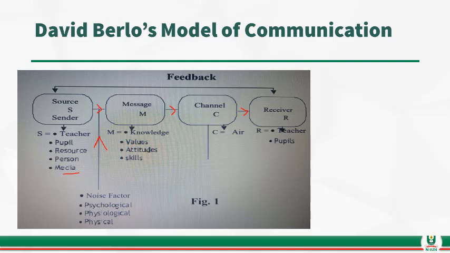So from this line, you see that the line which has the source, noise can affect the source of the information, which can even initially affect the message that we pass. And this can happen if the source or the sender himself has a problem in these three categories: physiological problems, psychological problems, and physical problems.